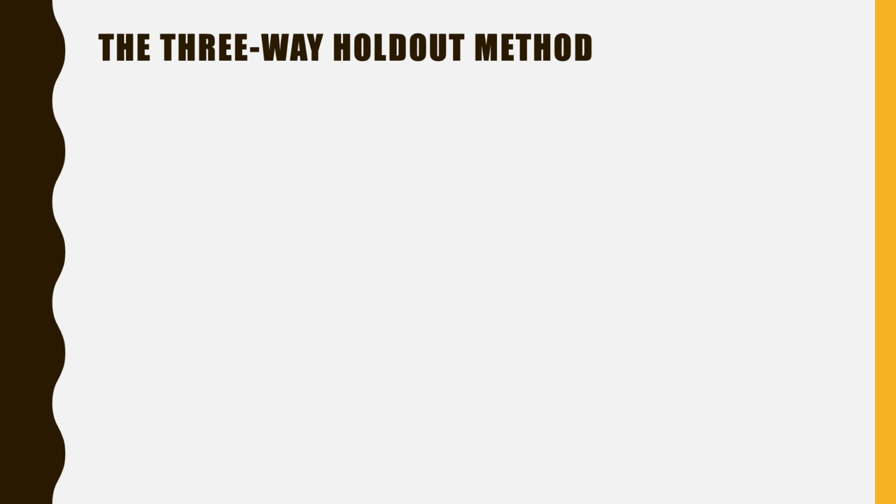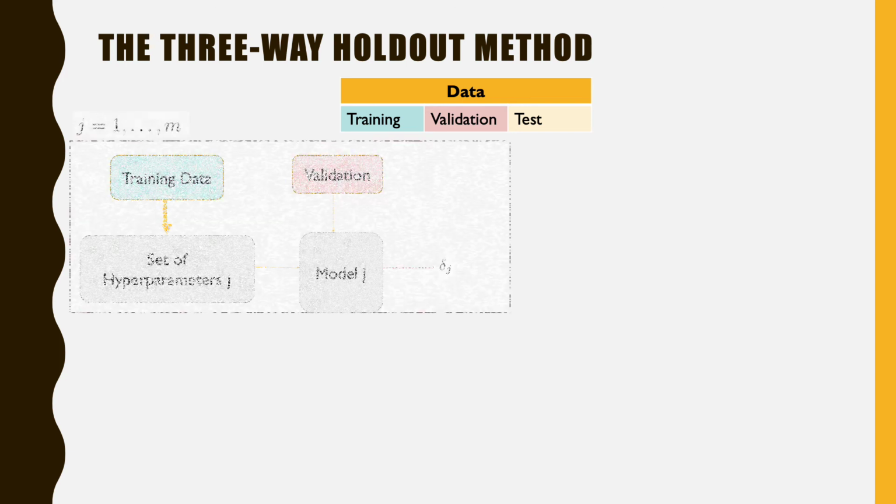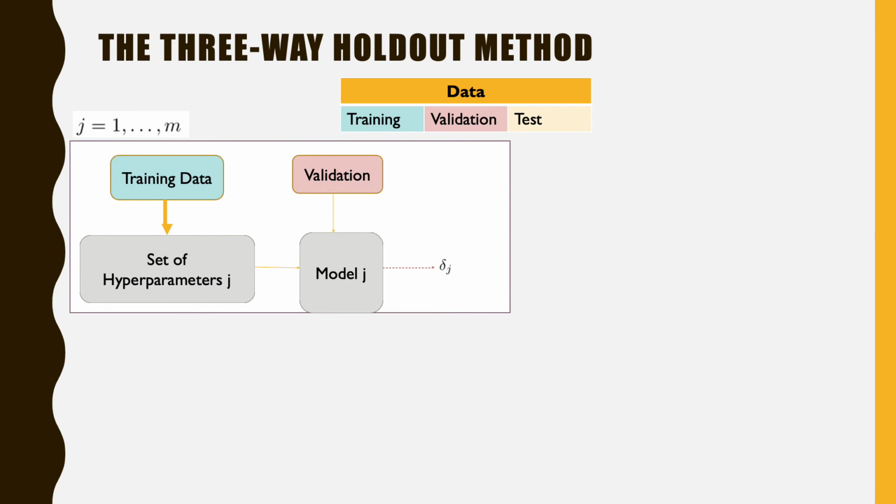So let's see what will happen now. We will try to find an unbiased estimate of the generalization performance. The first step is splitting the data into training, validation, and test. So now we have three different data sets. As a first step, this is an outer loop. For each j from 1 to m, this means we have a set of hyperparameters j, okay? For each of these hyperparameter sets, we train our model. That means we are running that m times.